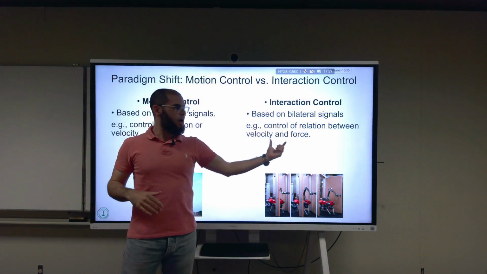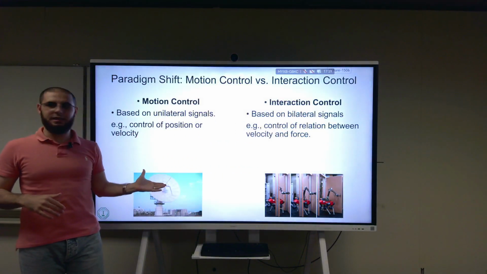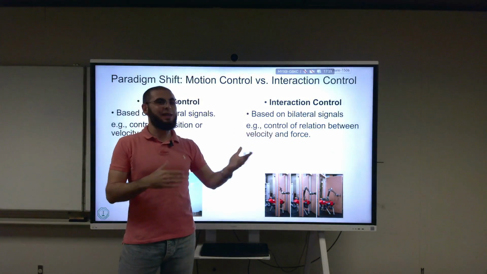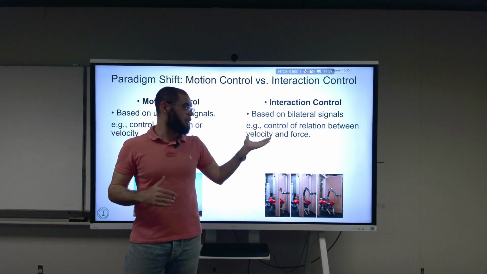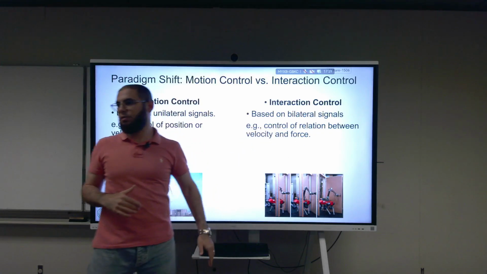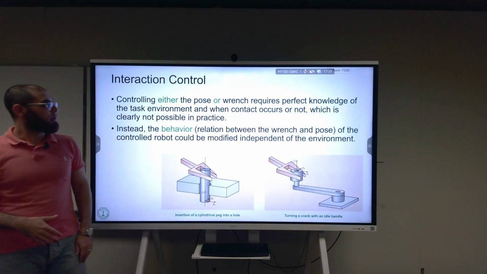So you're not controlling simply the position or the velocity of the system. You actually are controlling the relation between these two back-and-forth variables. For example, in general, there will be something velocity-like and something force-like for a mechanical system, for a robotic system.